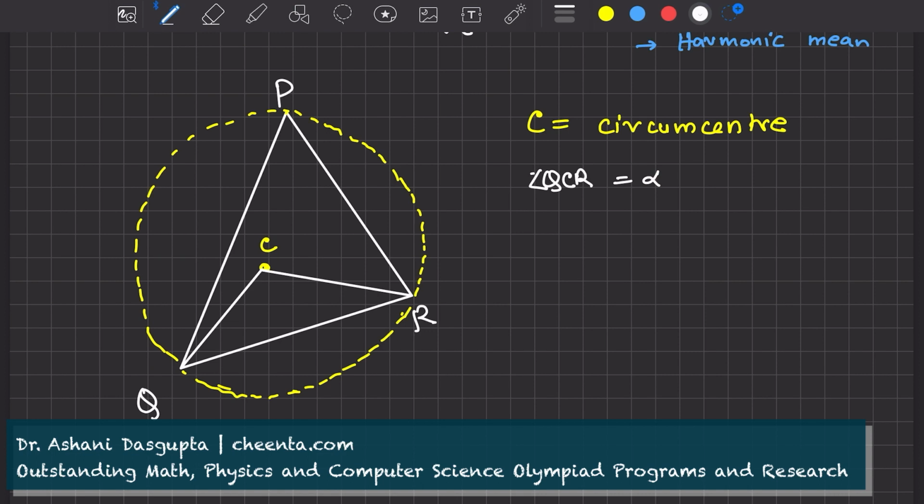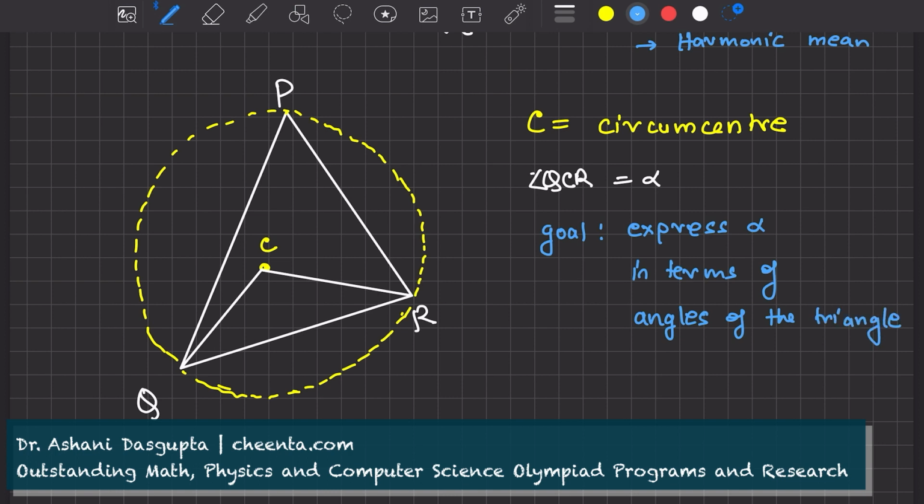So what is the value of angle QCR? We want to find this out in terms of the angle at the circumference, or angles at the vertices. So that's our goal. Express alpha in terms of angles of the triangle. Okay, so we want to express alpha in terms of angle P, angle Q, angle R. So how do we do it?